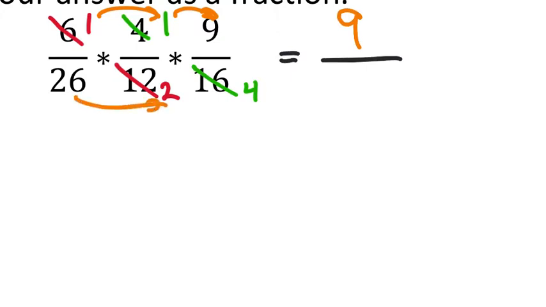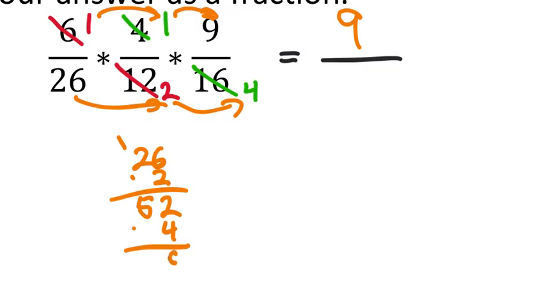In the denominator, I've got 26 times 2. Stack and multiply this just in case we need it. 2 times 6 is 12. Carry the 1. 2 times 2 is 4, but add the 1 makes that 5, 52. But I still got to multiply it by another 4 there, so multiply that by 4. 4 times 2 is 8. 4 times 5 is 20. So that ends up being 208 is my new denominator.